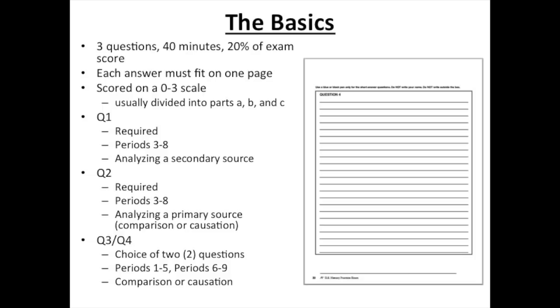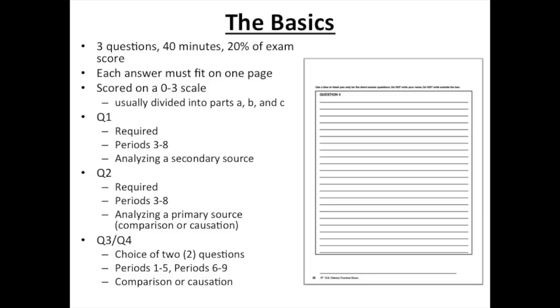They're scored on a scale of 0 to 3. So each of the 3 short answer questions is out of a possible 3 points. Most short answer questions are divided up into parts A, B, and C, and there are 3 discrete sections of the question you have to address. So let's go over what each question will look like.